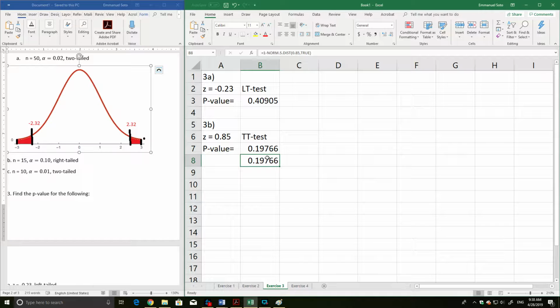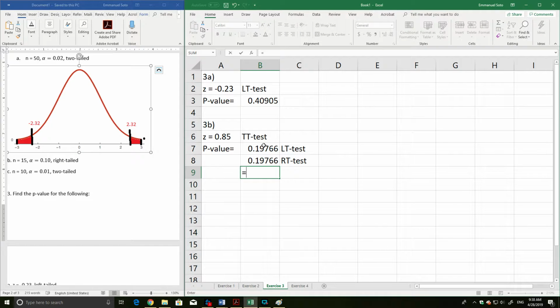Okay? And that's how you would do it if you wanted to do a right-tailed test. If you were to do a left-tailed test, I'm going to just go ahead and label that, and I'm just going to say right-tailed test. And this here would be a left-tailed test, which would be this.